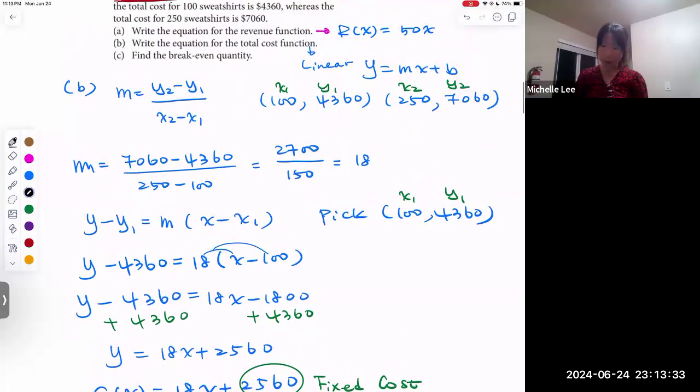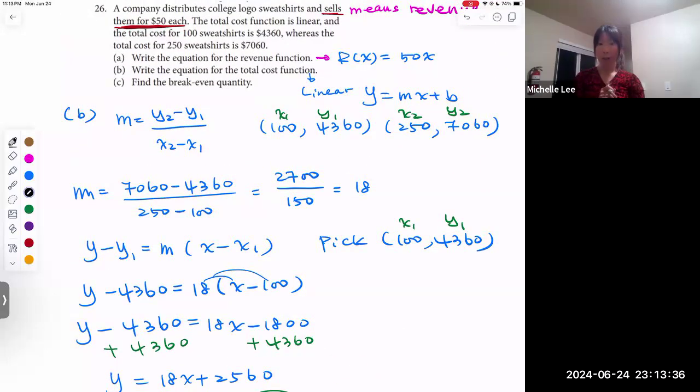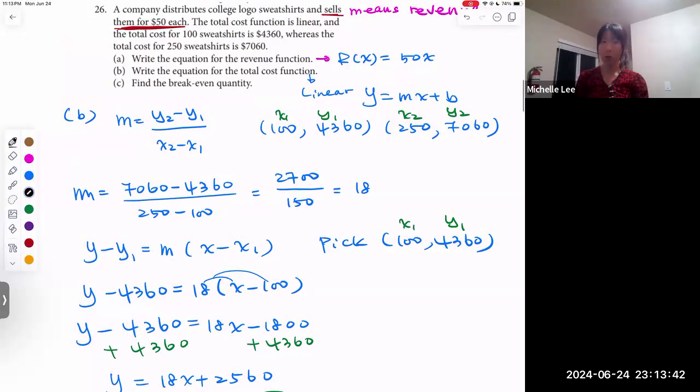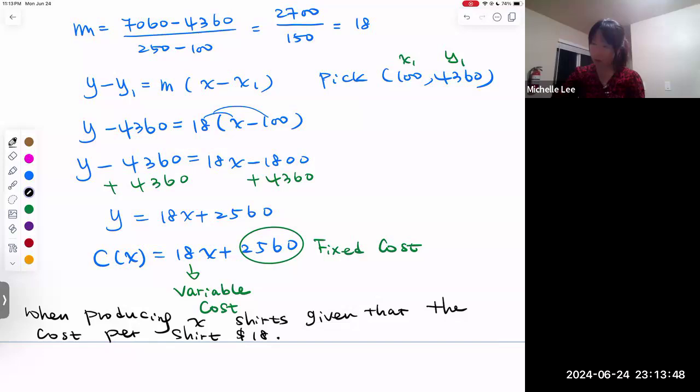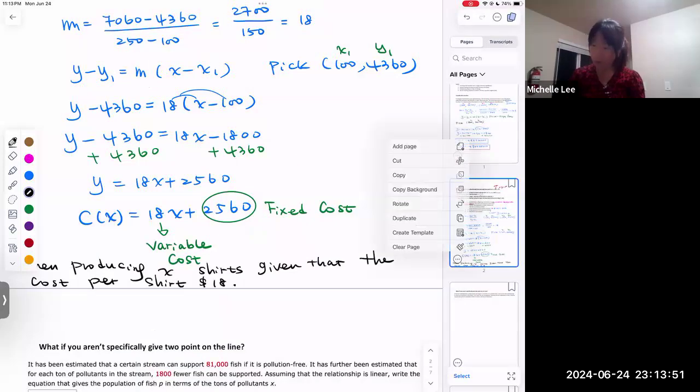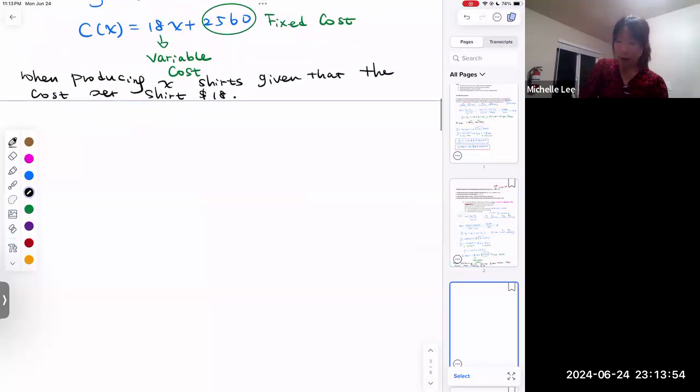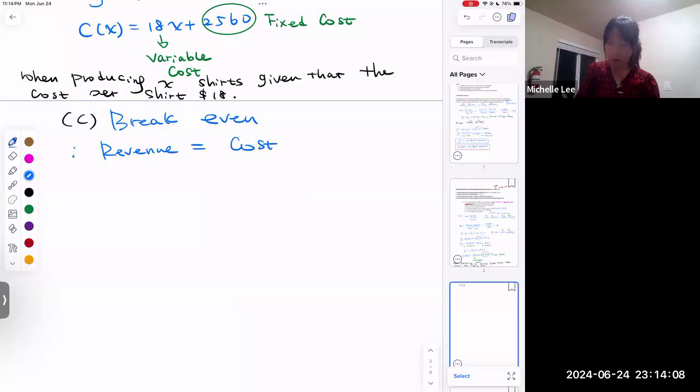Okay, let's move on. C, find the break-even quantity. We had a break-even last time, so revenue equal to the cost function. So C, break-even: revenue equal to cost function. So R of X equals C of X, right?